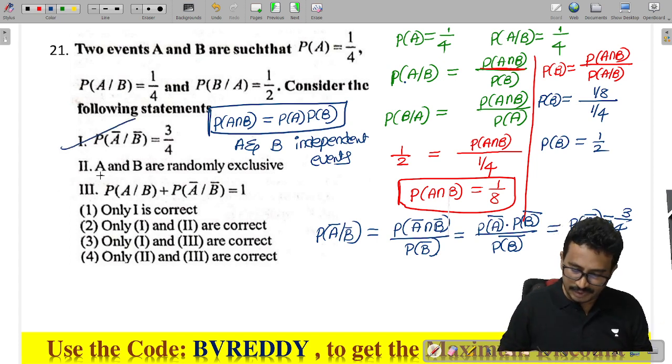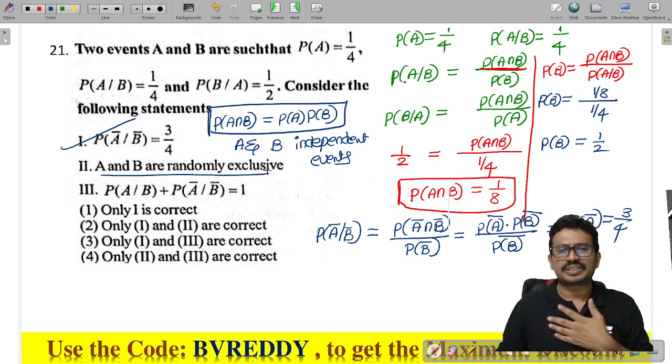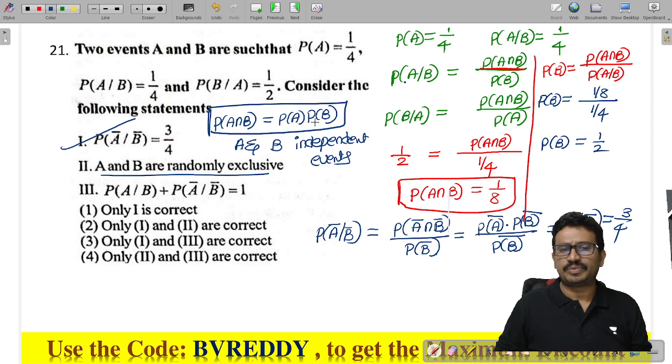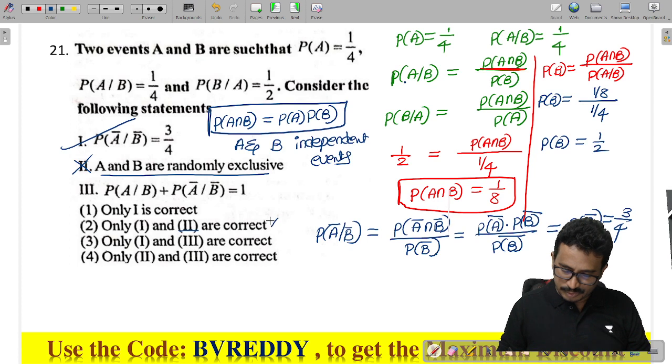Next, A and B are mutually exclusive. Yes, it can never be, since P of A intersection B is equal to P of A into P of B. These are independent, it is not exclusive. So the second one is wrong. So this means the second statement is wrong. You can check here. This is wrong.